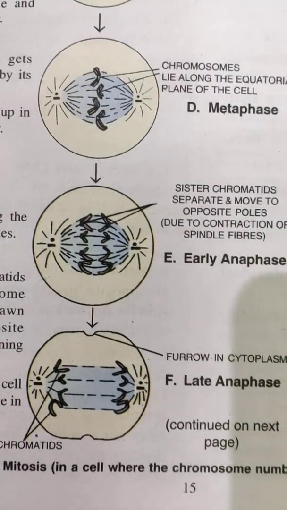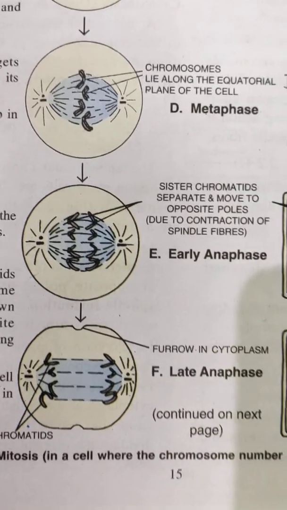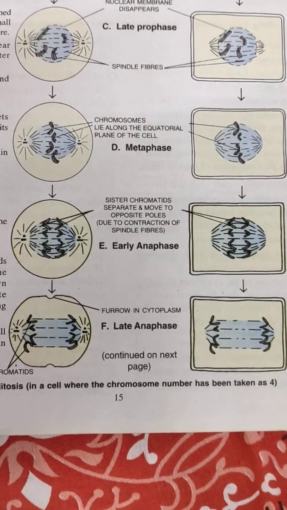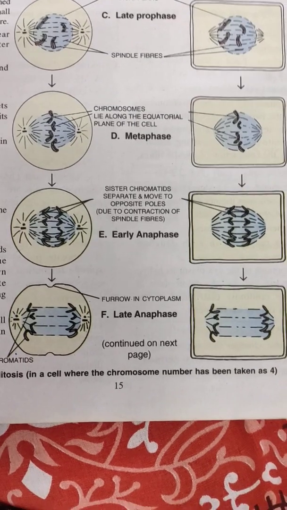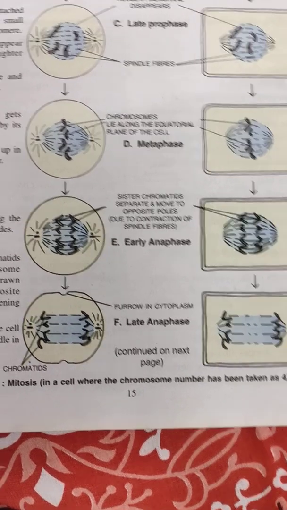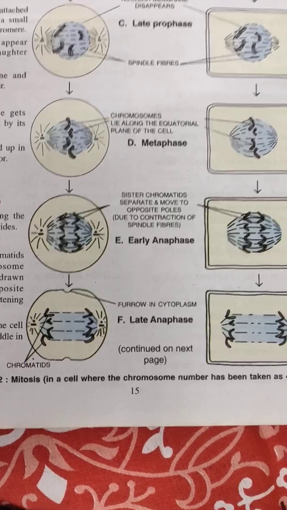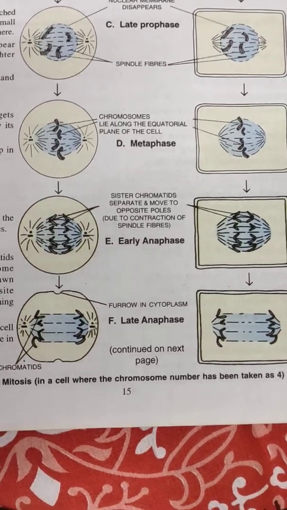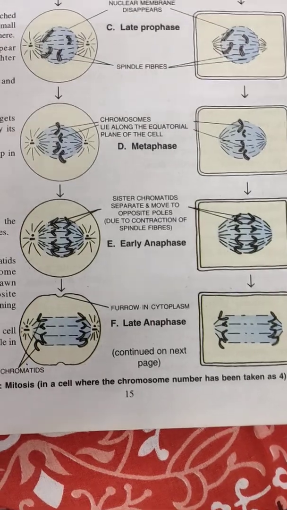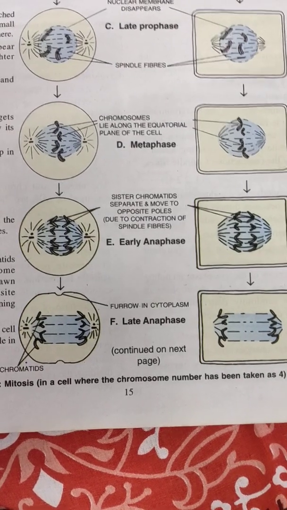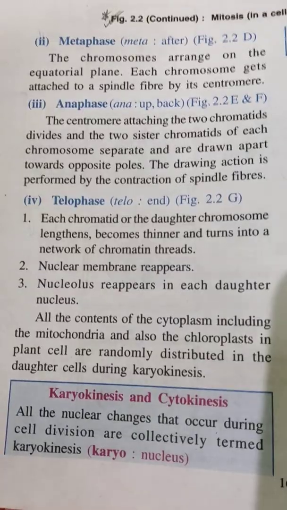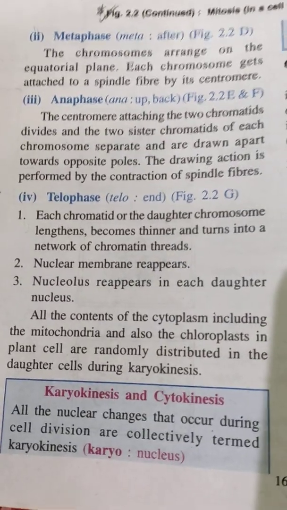Now this furrow is occurring only in case of animal cell, and in the plant cell there are no such changes that we can see. Only we are seeing that the chromatids, sister chromatids, are further contracted towards the opposite poles. They are moving further towards the opposite poles. So this is the early anaphase and the late anaphase, right? Last phase is the telophase.